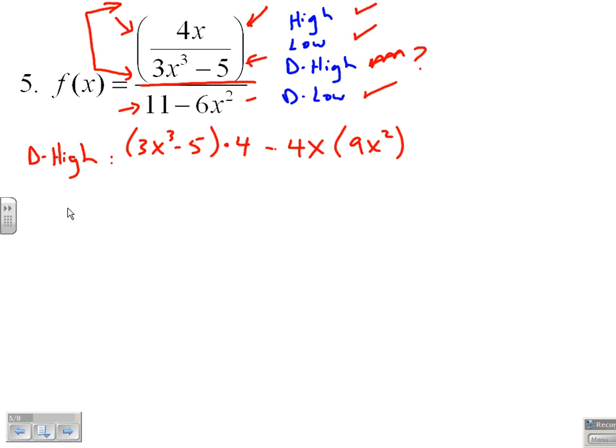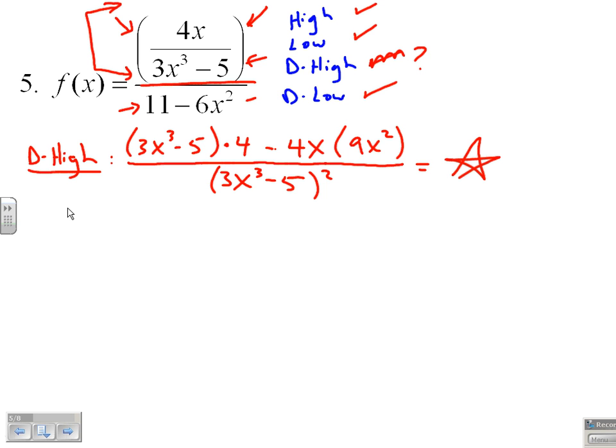The minus 5 constant cancels. So that is low, D high, minus high, D low, over the square of the thing below. And don't be confused by that. That is not our final answer. That's just D high. That's why this was a yikes.